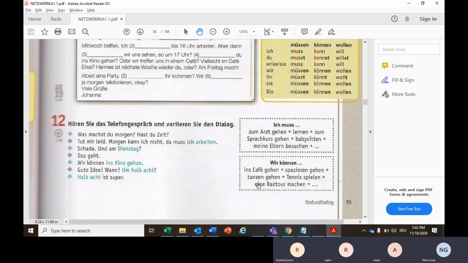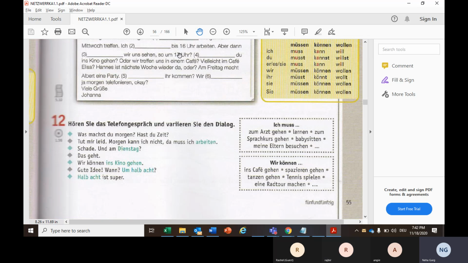Halb 8 ist super. Rajvi, she has asked some other time, not halb acht. Okay. So listen carefully also to what the other person is saying. So Rachel, can you repeat the time? 17 Uhr. I didn't get it, ma'am. 17 Uhr.